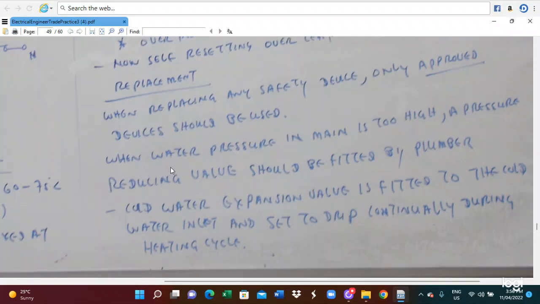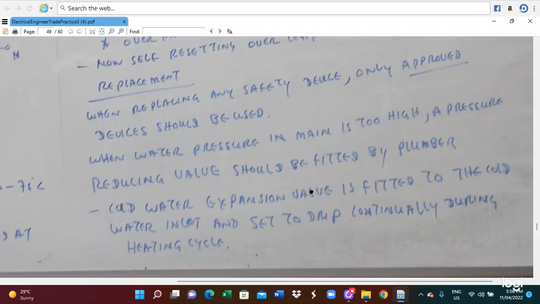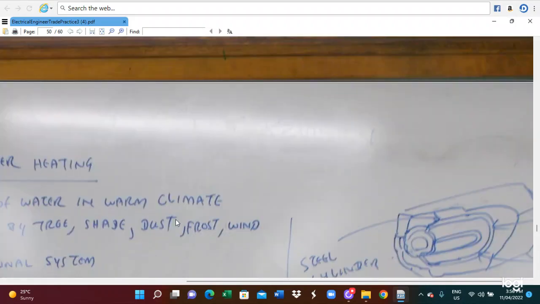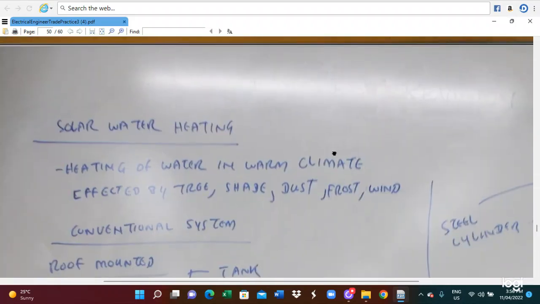When the water pressure in the main is too high, a pressure reducing valve should be fitted by the plumber. A cool water expansion valve is fitted to the cool water inlet and is set to drip continuously during the heating cycle. So this is what we have. A solar water heating system heats the water in a warm climate. They are affected by trees, shade, dust, frost, and wind.